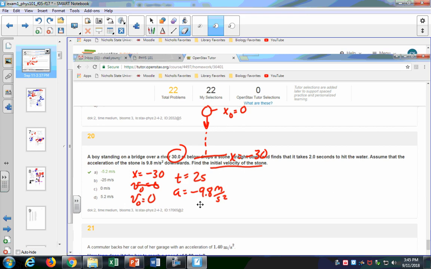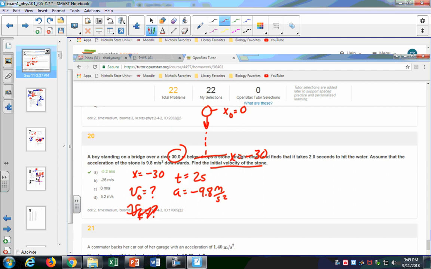I'm sorry, I messed this up. V naught is not 0. I need to know V naught. I don't know VF either, by the way, but they're not asking for that, so I'm just going to cancel it out.